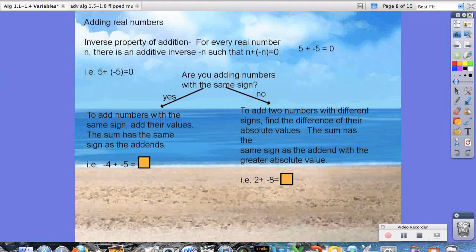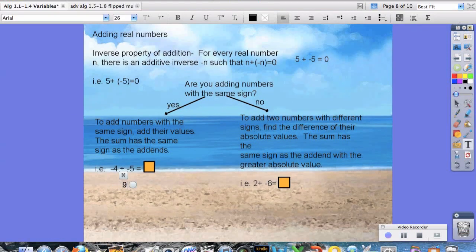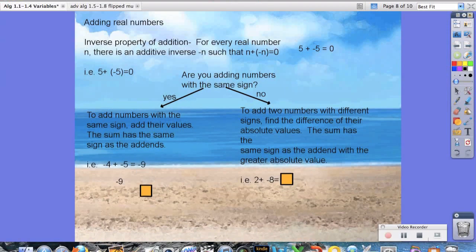You'll see here we have negative 4 plus negative 5. Are you adding two numbers with the same sign? In this instance it's yes. Negative 4 is a negative and 5 is a negative. So we add them up. 4 plus 5 is 9. And we keep their sign, which is negative. If I move that box, you'll see it's the same exact answer.